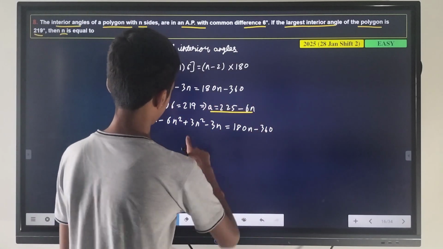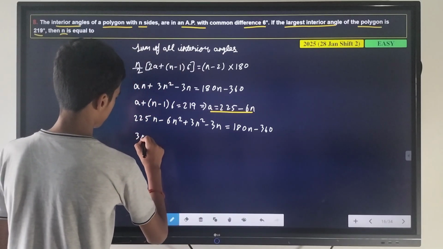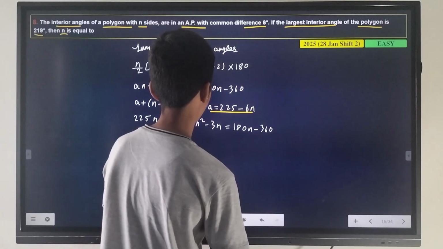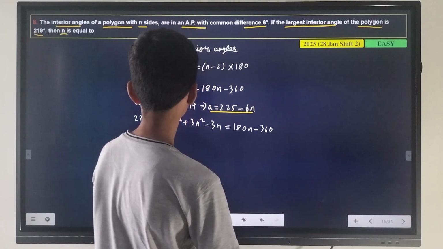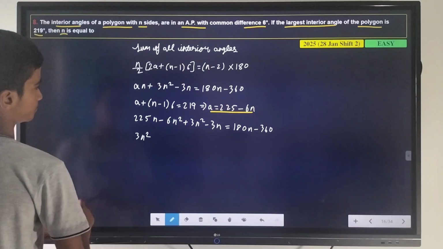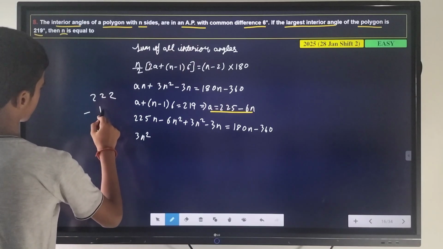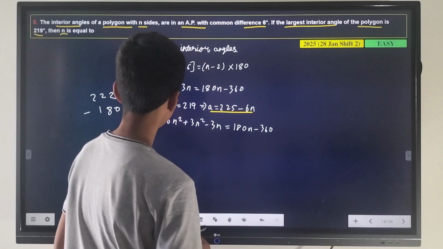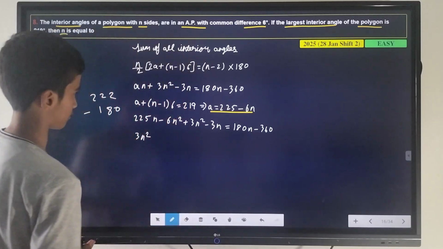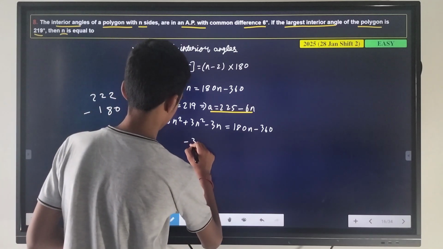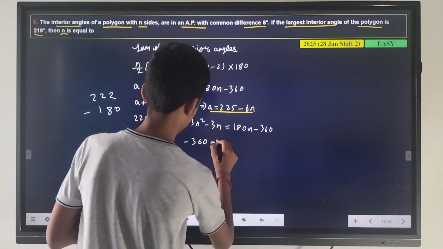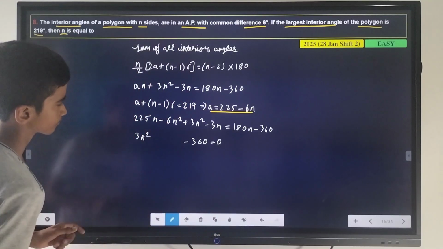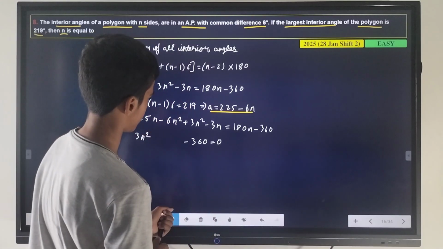From here, we will get 3n square. We are taking terms to the right hand side. 3n square, minus 180, minus 1 constant, so minus 360 is equal to 0. We have to find the value of n. Sorry. Let me check it again. I am making some mistake.